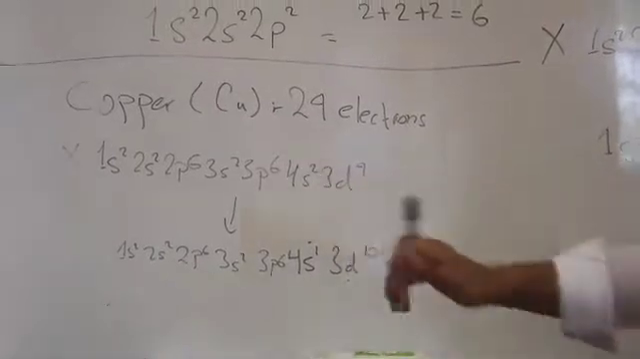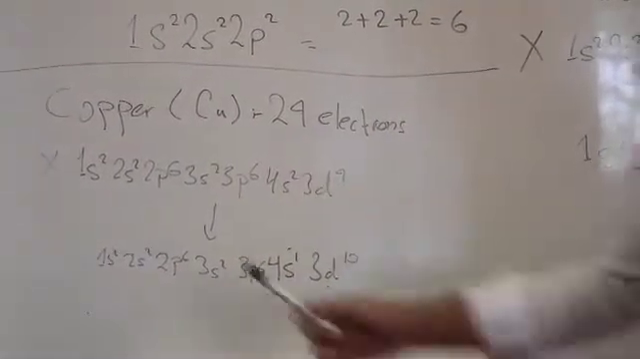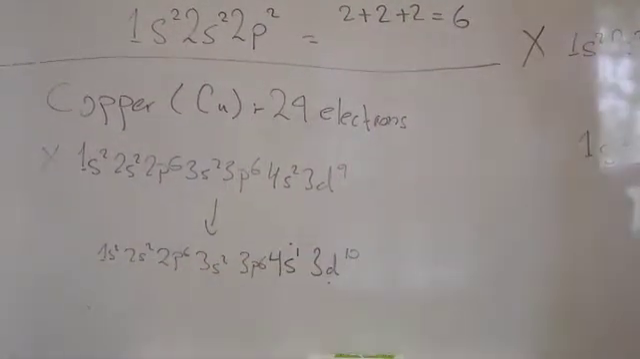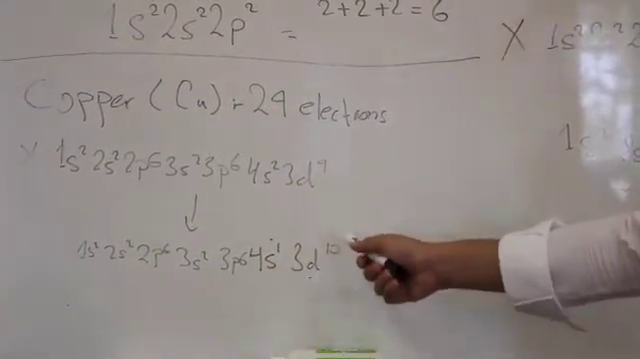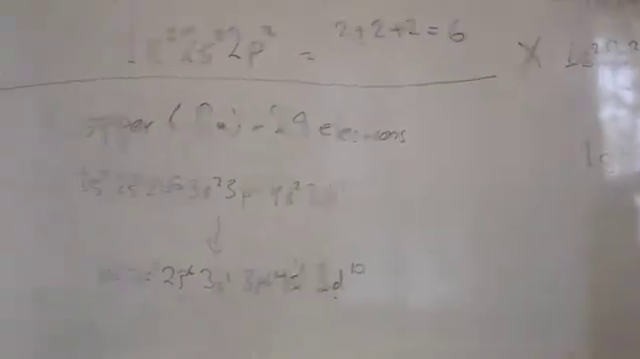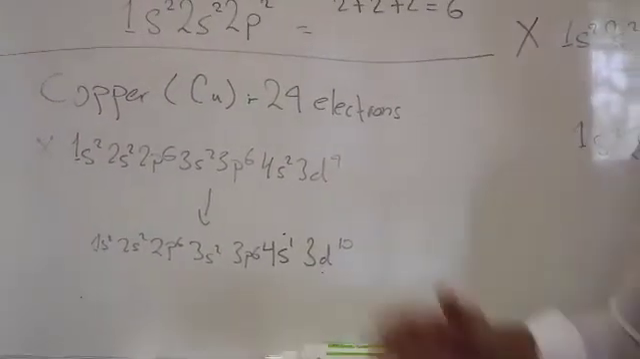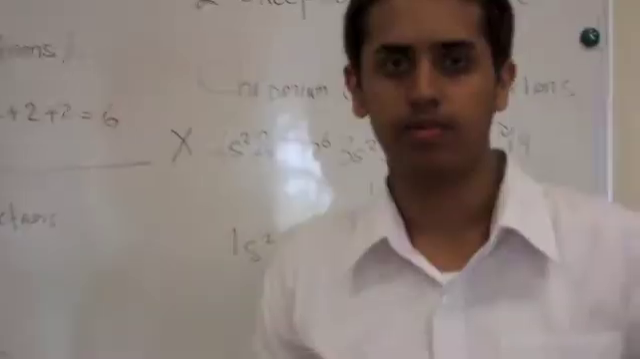You basically take 1 electron from the 4s squared, and then you write it down again, so it will be 4s to the power of 1 and 3d to the power of 10, so it can be fully filled. So that's the correct way of writing for copper and chromium.